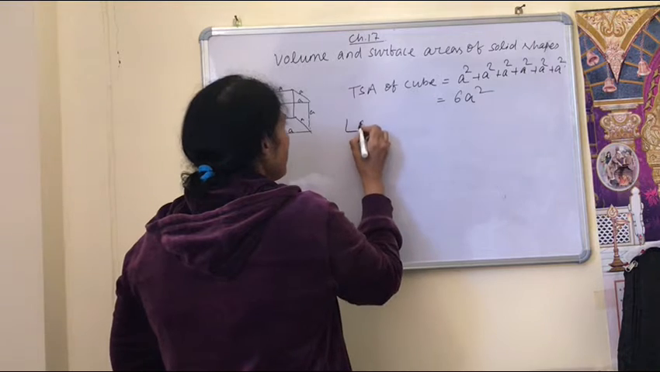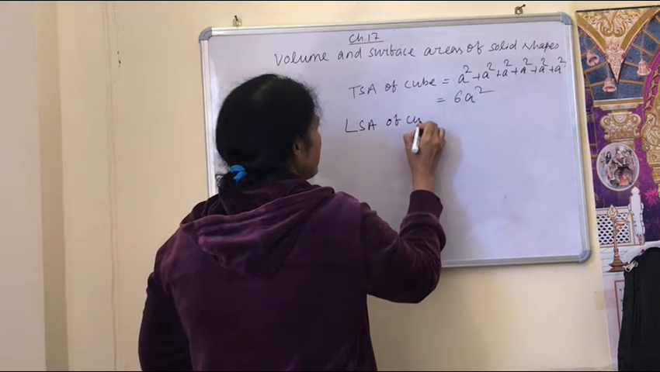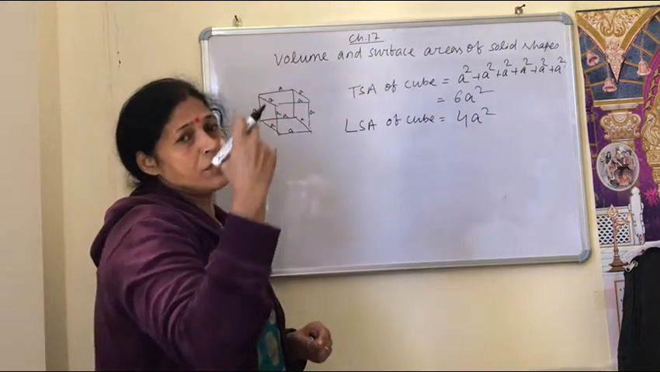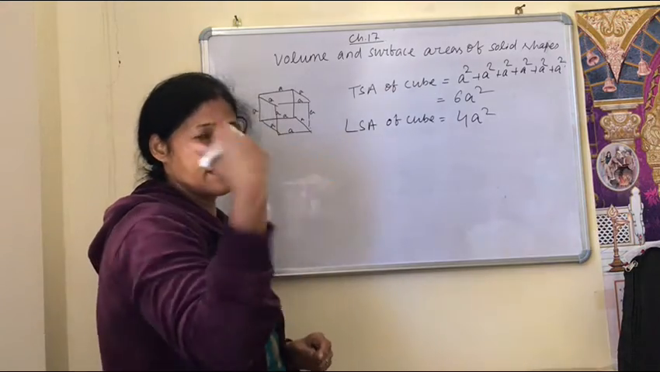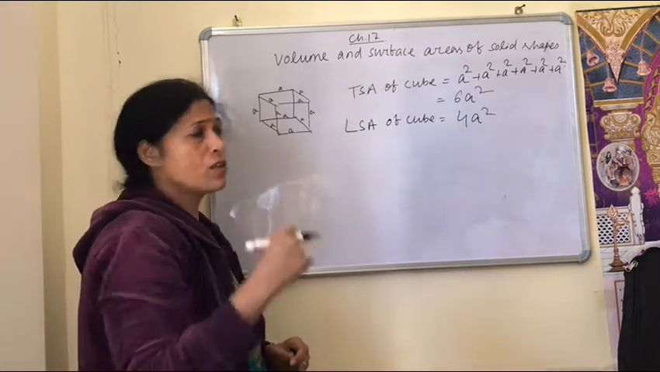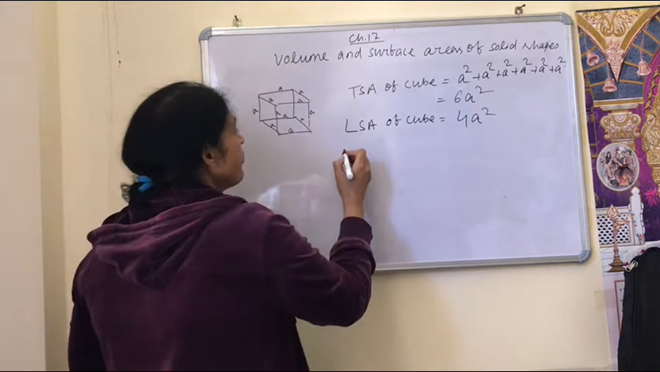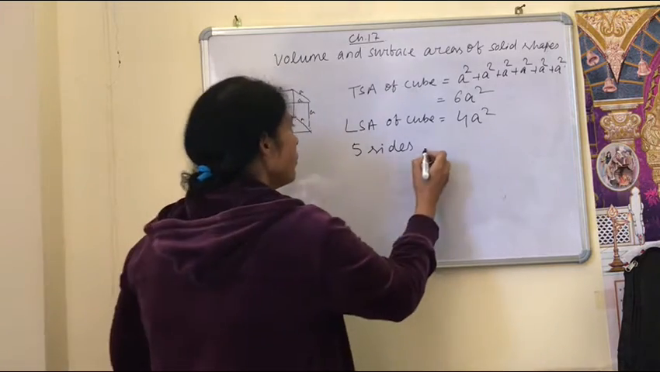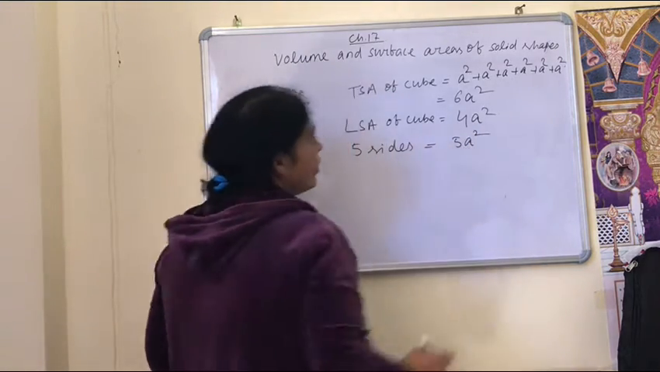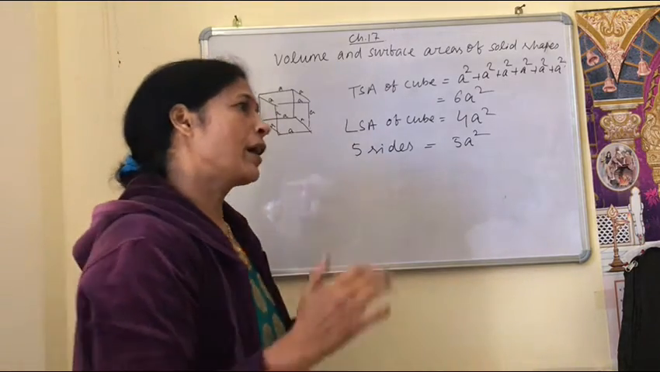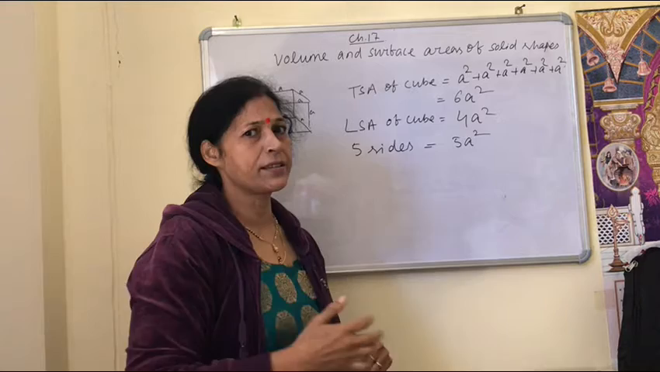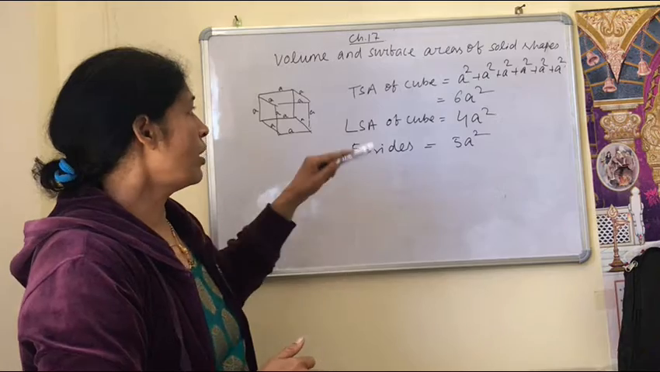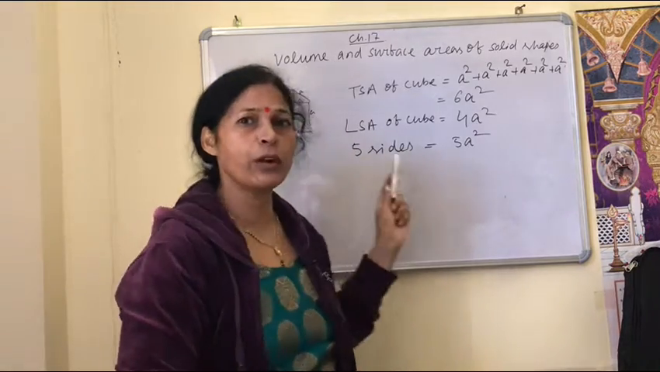Then the lateral surface area of a cube. There are 4 sides, except the top and bottom. So A square, A square, A square, A square, that is 4A square. If 5 sides are required, then 5A square is the area of 5 faces of the cube. So this is all about the area of a cuboid and cube.